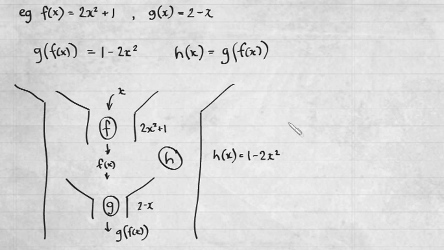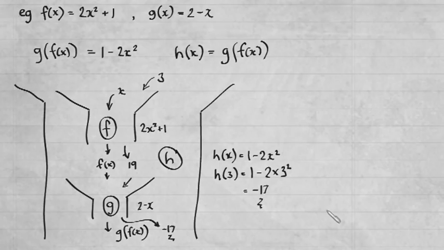Let's have a look at an example going into this machine. If we put 3 into f at the top, out of the bottom of f comes 2 times 3 squared plus 1, or 2 times 9 plus 1, that's 19. 19 feeds into g of x. Out of the bottom of g of x comes negative 17. So we put 3 in the top, out the bottom comes negative 17. And as before we worked out h of x is 1 minus 2x squared. If we put 3 into h, then we get 1 minus 2 times 3 squared. It's equal to negative 17, exactly the same result.